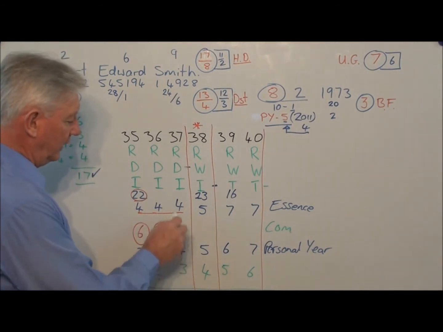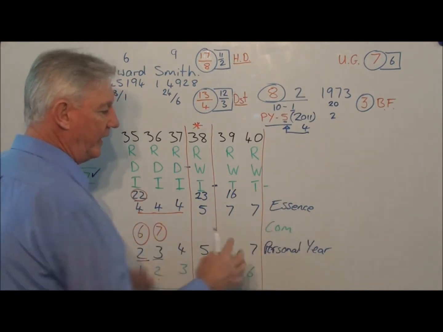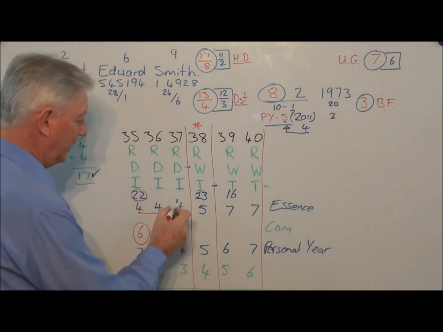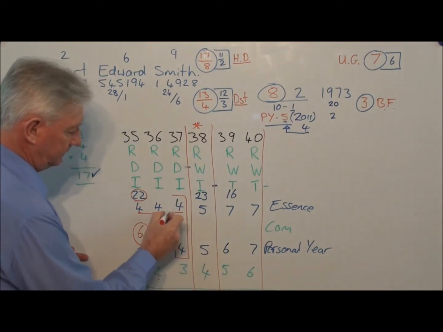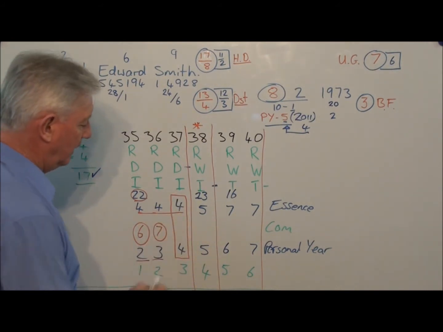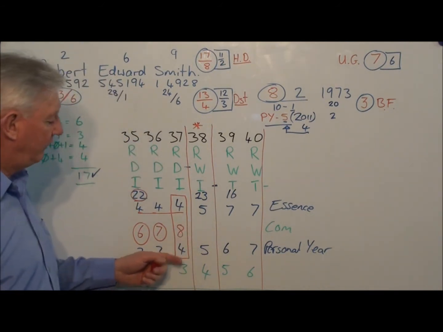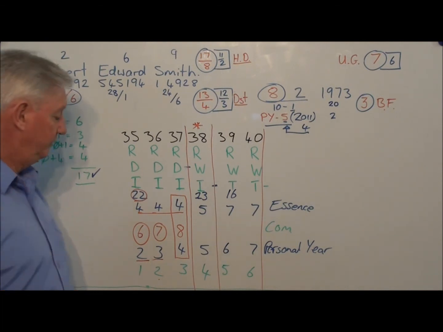Then we hit this year here, and we've got a 4 over a 4. Now when you find two numbers the same, they amplify each other. They cause things to pick up speed and heat up. So I'm going to box that, because that's significant. And 4 and 4 is 8. So here's the environment saying, we better plan things and work very hard on this.